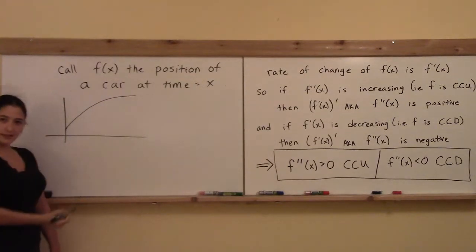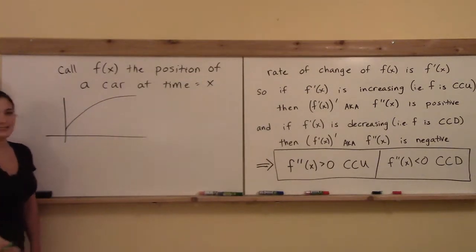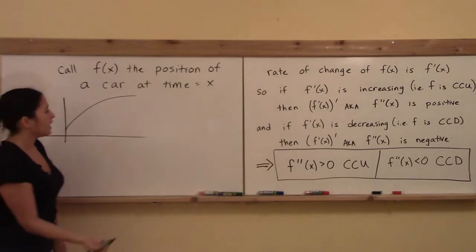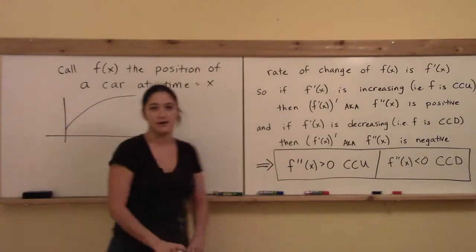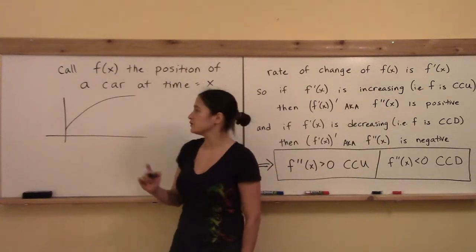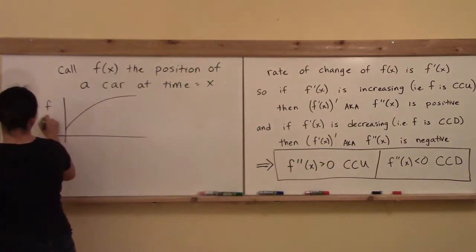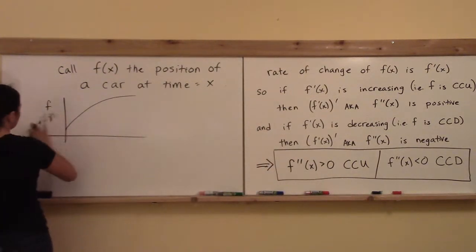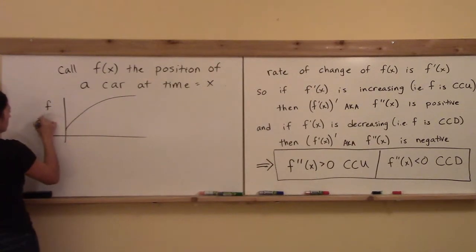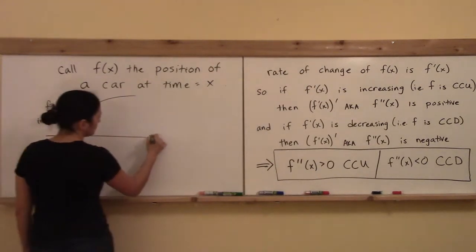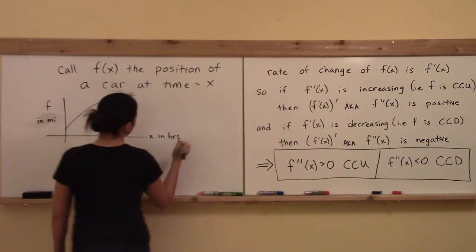Did you draw something like that? Let's analyze this and see how this interprets as concave down. Okay, now the first thing I want you to notice about this function is that this original function here, f, this is still in miles. This is f in miles. And then the x here is in hours.